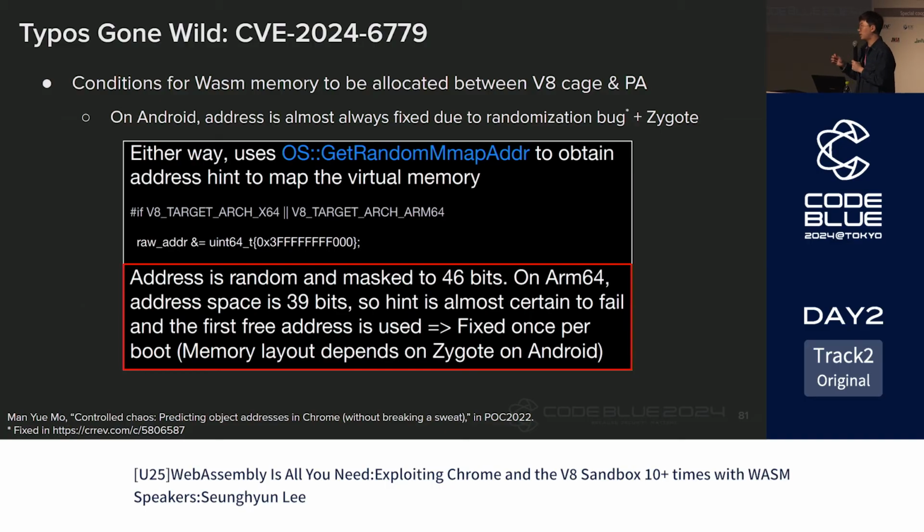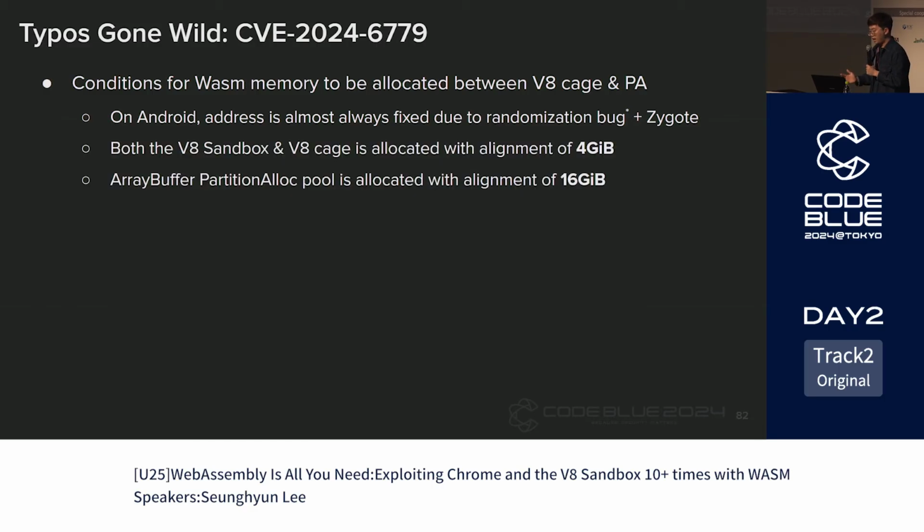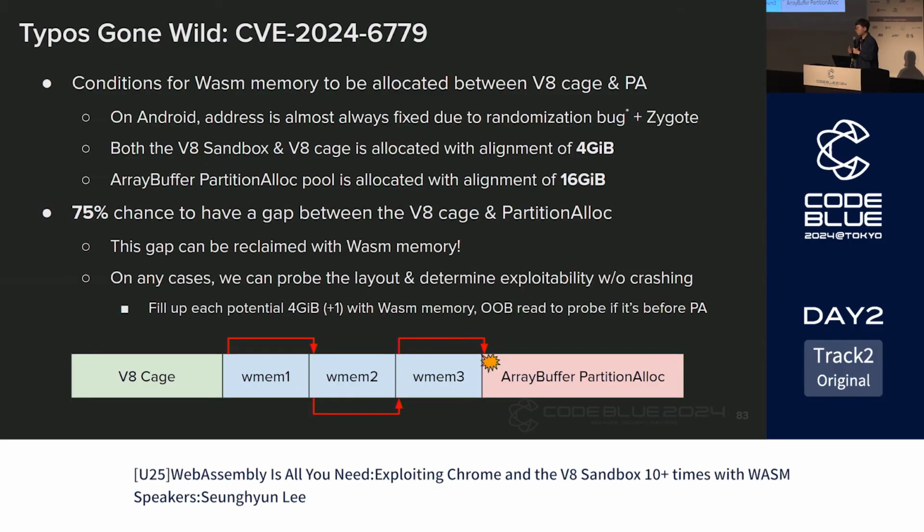So we have these fixed allocations, and the V8 Sandbox and the cage are both allocated to an alignment of 4 GB. But the partition alloc region is allocated to an alignment of 16 GB, which grants us a 75% chance to have a gap between them. And this gap is where our WebAssembly memory can be reclaimed.